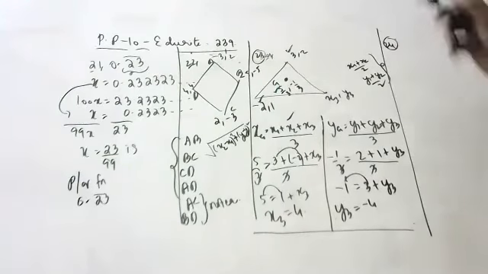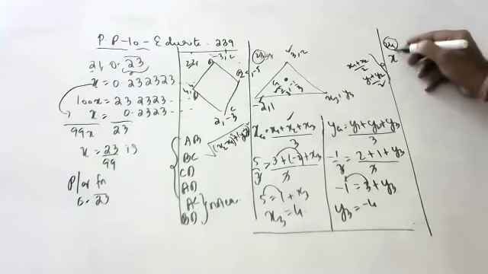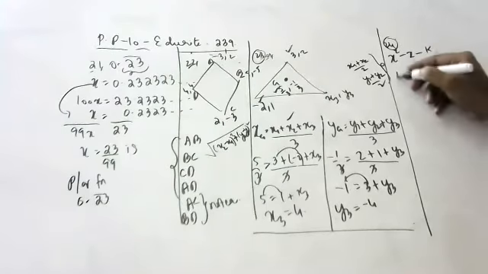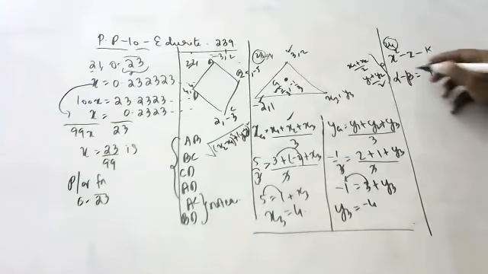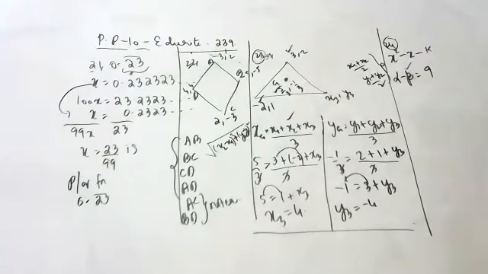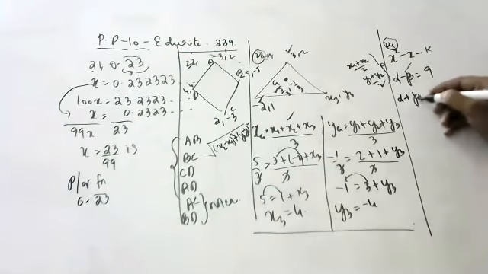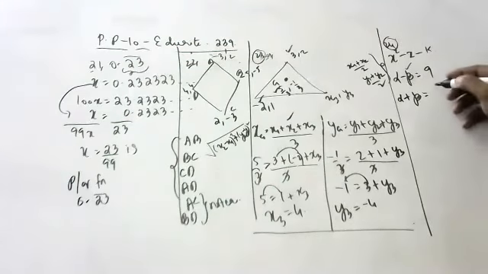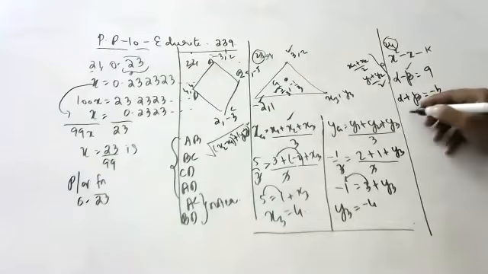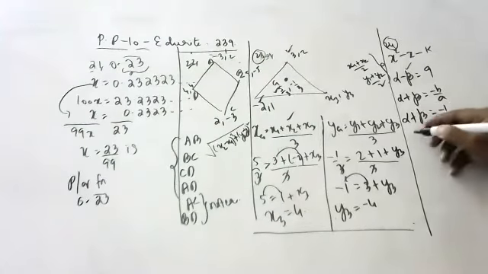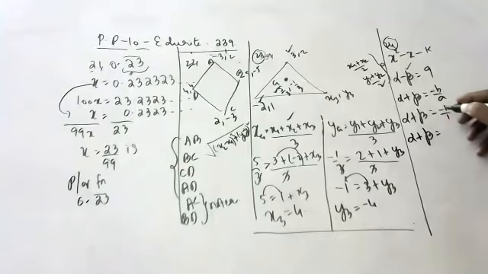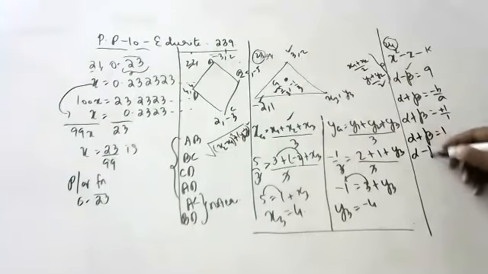Let's go to the 24th question, all of you. Alpha and beta are the zeros of the polynomial x square minus x minus k, such that alpha minus beta is equal to 9. Alpha plus beta is equal to what? Minus b by a, which is minus of minus 1 by 1, that is 1. Alpha minus beta is equal to 9.